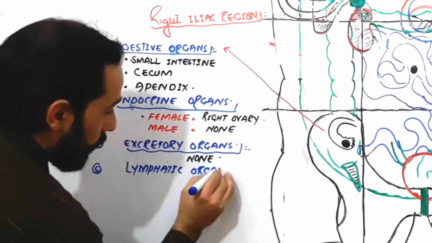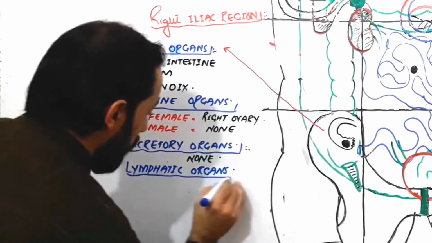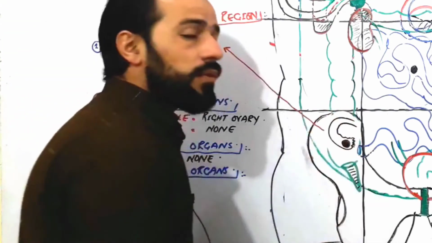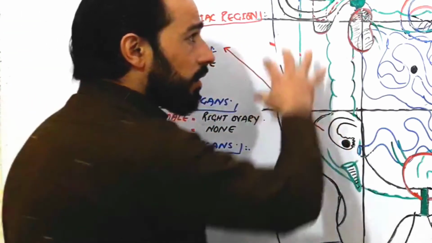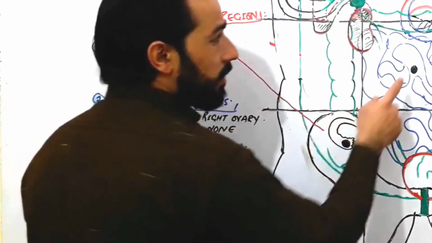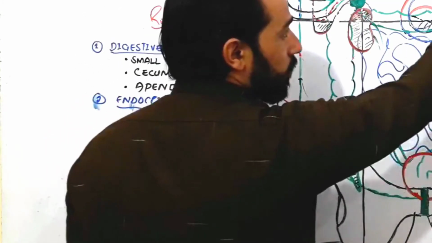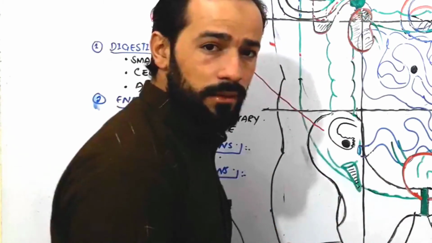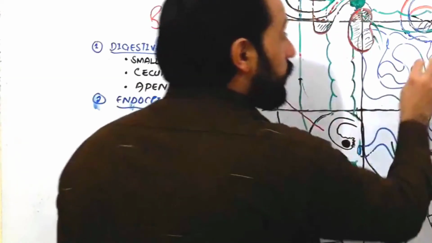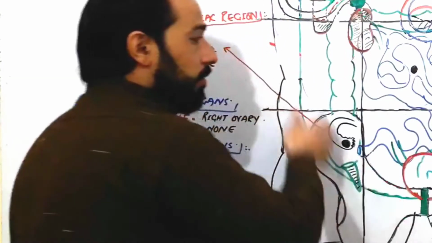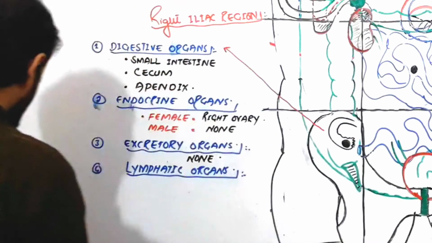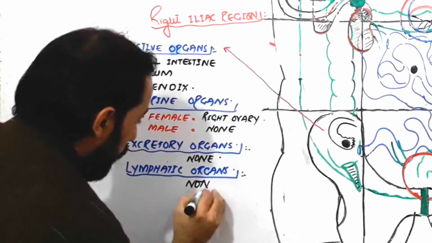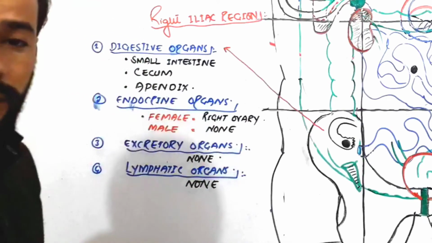Friends, I had told you in the previous videos also that there is a big difference between lymphatics and lymphatic organs. So here we don't find any lymphatic organ in our abdominal cavity. There are two lymphatic organs which are found. One is the spleen here and one is present in the umbilicus region, as I told you in the previous video, right? So no such lymphatic organ is found in your abdominal cavity. So we say there is no lymphatic organ present in the right iliac region, right?